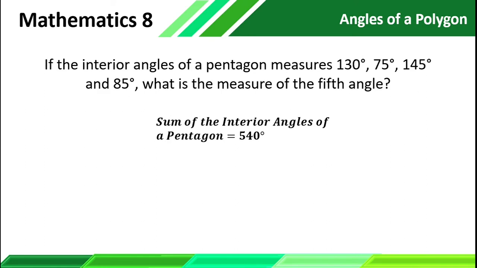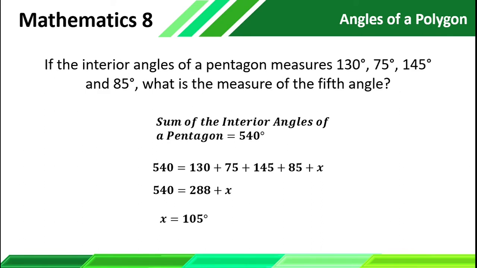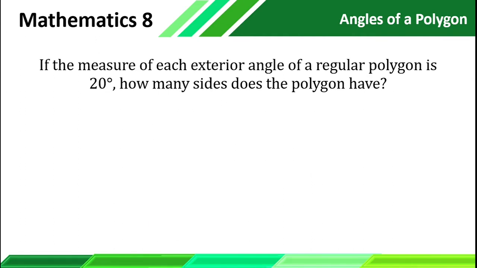So we can equate 540 is equal to 130 plus 75 plus 145 plus 85 plus the missing angle, because we are looking for the fifth angle. So we can simplify this one. 540 is equal to 288 plus x. To solve for the value of x, we do the addition property of equality. So the value of x is equal to 105 degrees. So this is the measure of the fifth angle in this pentagon.